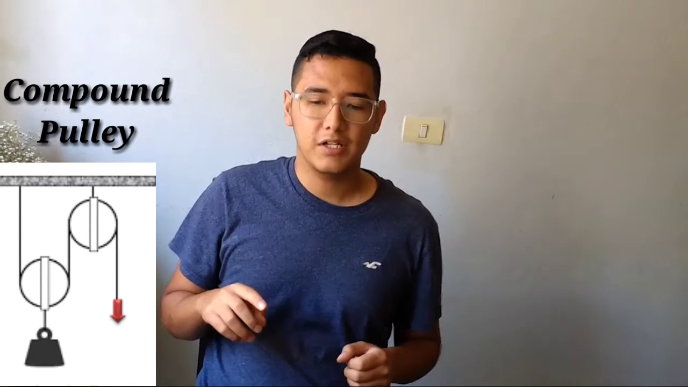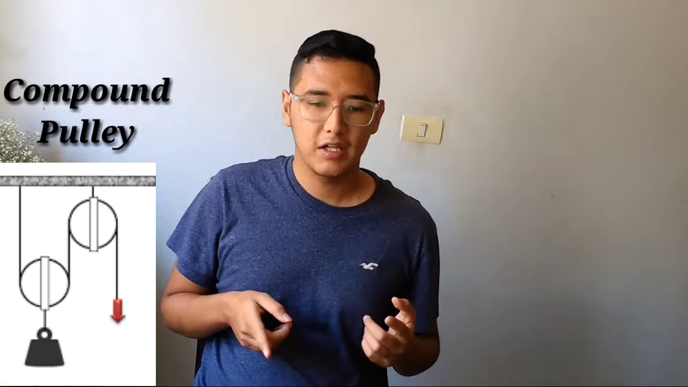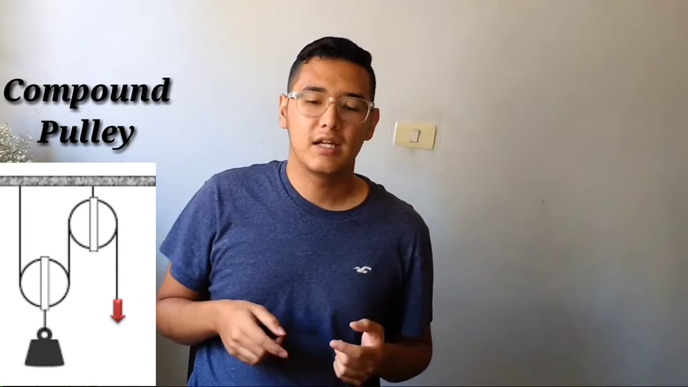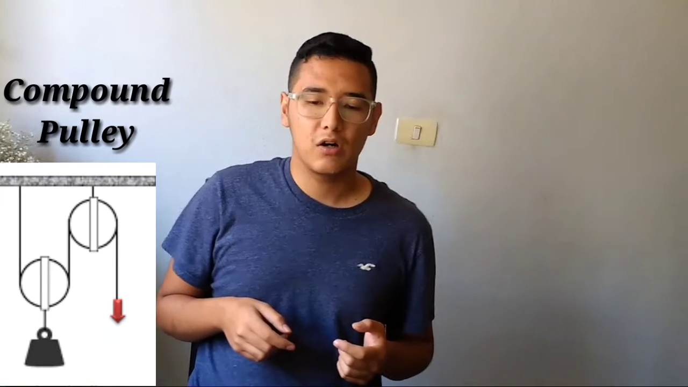Compound pulley. It is also called a combined pulley. It is a combination of pulleys designed to make the effort less than half of the weight of the load. This scheme is very common at construction sites where cranes lift very heavy steel and concrete objects.